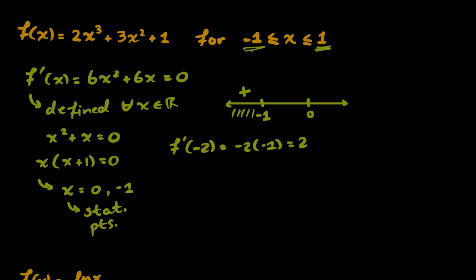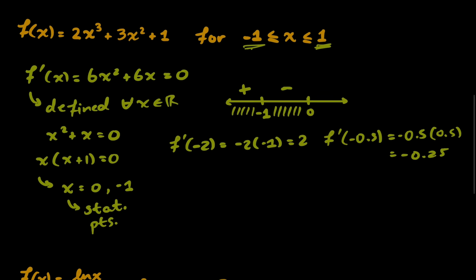We can do the same thing for values between -1 and 0, and we can choose, for example, f prime of -0.5. We don't really care about the value, we just want to know the sign. So we have -0.5 times -0.5 plus 1, which is +0.5, so this value is going to be -0.25. So f prime of x is negative over this interval. Finally, for values greater than 0, the easiest one is probably just 1, so f prime of +1 is 1 times 2, which is equal to 2, a positive value, so we're positive over this interval.